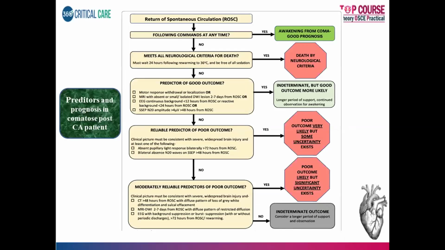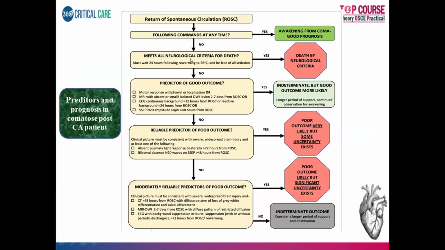Now, how to prognosticate? What are the indicators which tell that the patient has a good prognosis or a bad prognosis? After achieving ROSC, you have to see whether the patient follows your commands, that is, whether the patient is conscious or not. If the patient is able to follow your commands, that is awakening from coma, and the patient has a good prognosis. But most of the patients will not be awake. Then you have to see whether the patient has any neurological criteria for death.